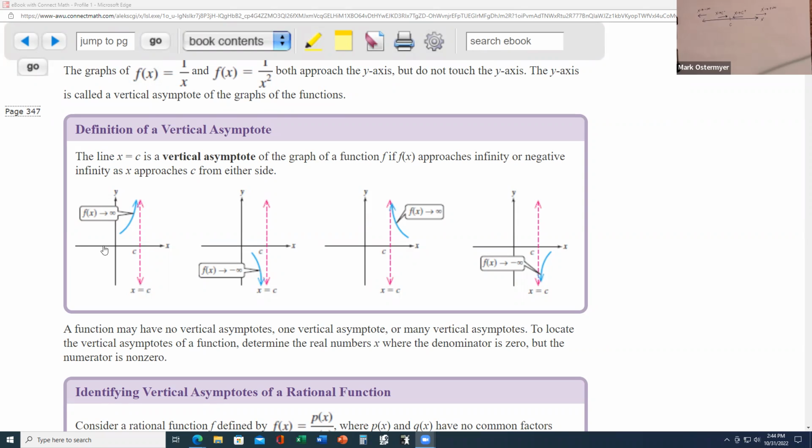If as x approaches this vertical dashed line from the left, in other words, as x approaches c from the left, f of x approaches positive infinity, or f of x dives down towards negative infinity, or as x approaches c from the right, f of x either approaches positive infinity or negative infinity, if that's the case, then we would classify x equals c, that vertical line, as being a vertical asymptote to the graph of our rational function. Or we would say the rational function is asymptotic with respect to that line x equals c.